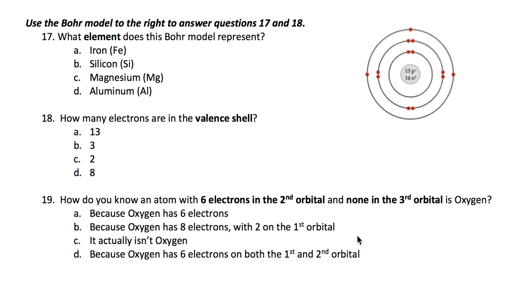Question 19. How do you know an atom with 6 electrons in the second orbital and none in the third orbital is oxygen? A. Because oxygen has 6 electrons. B. Because oxygen has 8 electrons with 2 on the first orbital. C. It actually is not oxygen. D. Because oxygen has 6 electrons on both the first and second orbital.